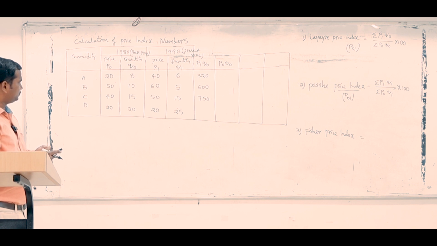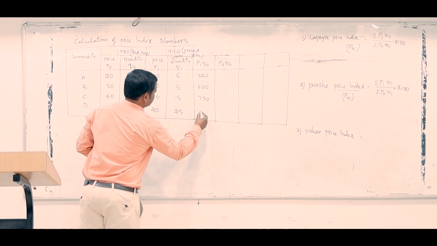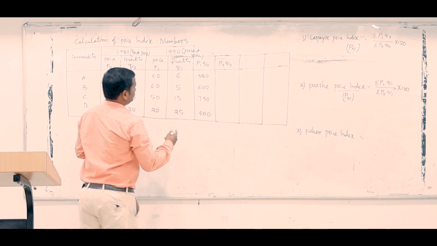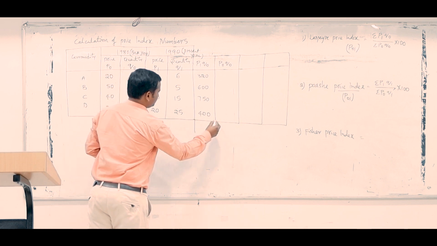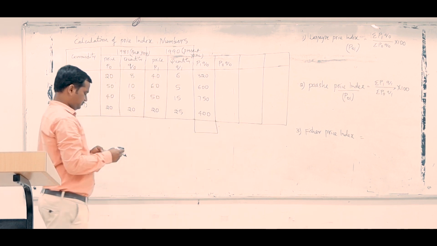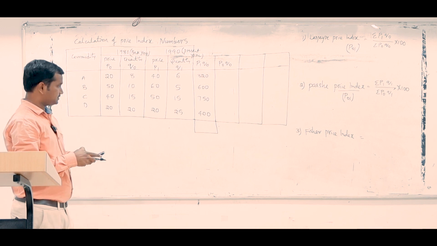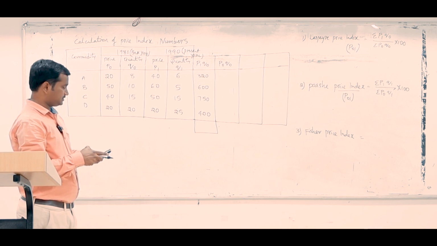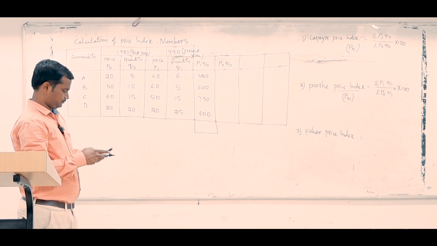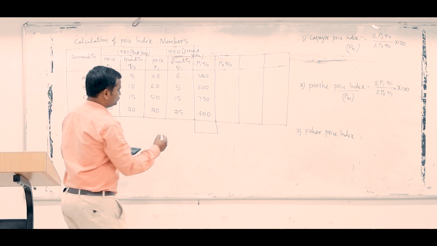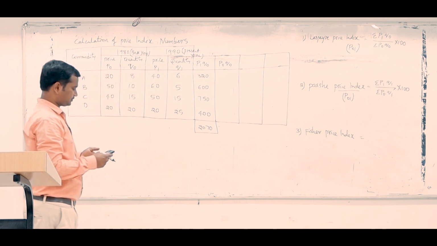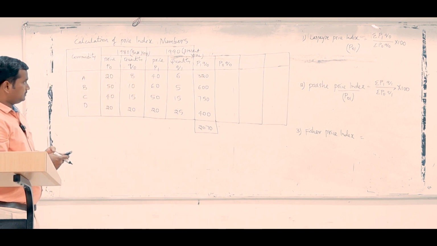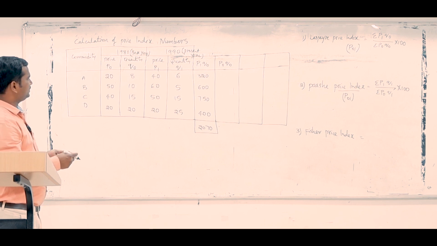So next is 20 into 20, 400. So that is the P1 Q0 values we calculated, and we should do the total for this summation. So the total value will be 320 plus 600 plus 750 plus 400. So total will be 2070. So for the second term for the denominator also we should calculate the values.